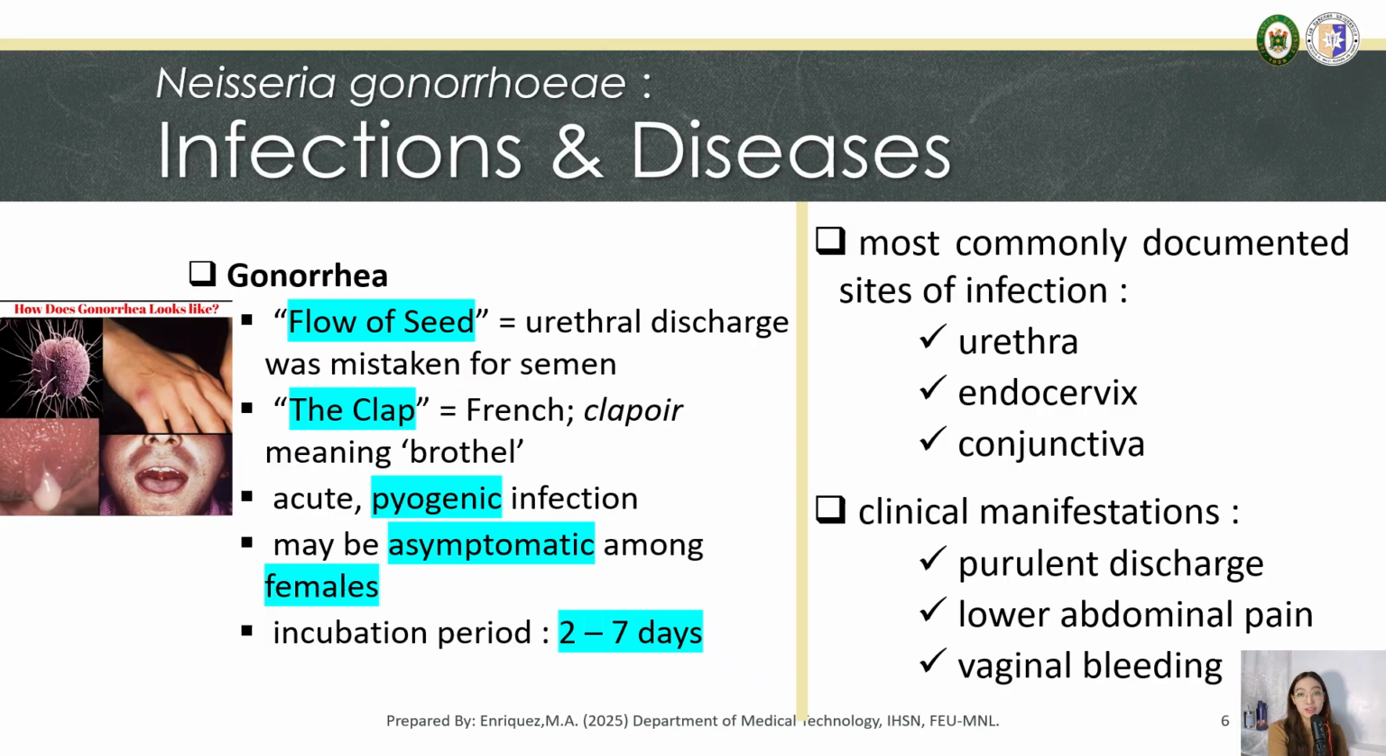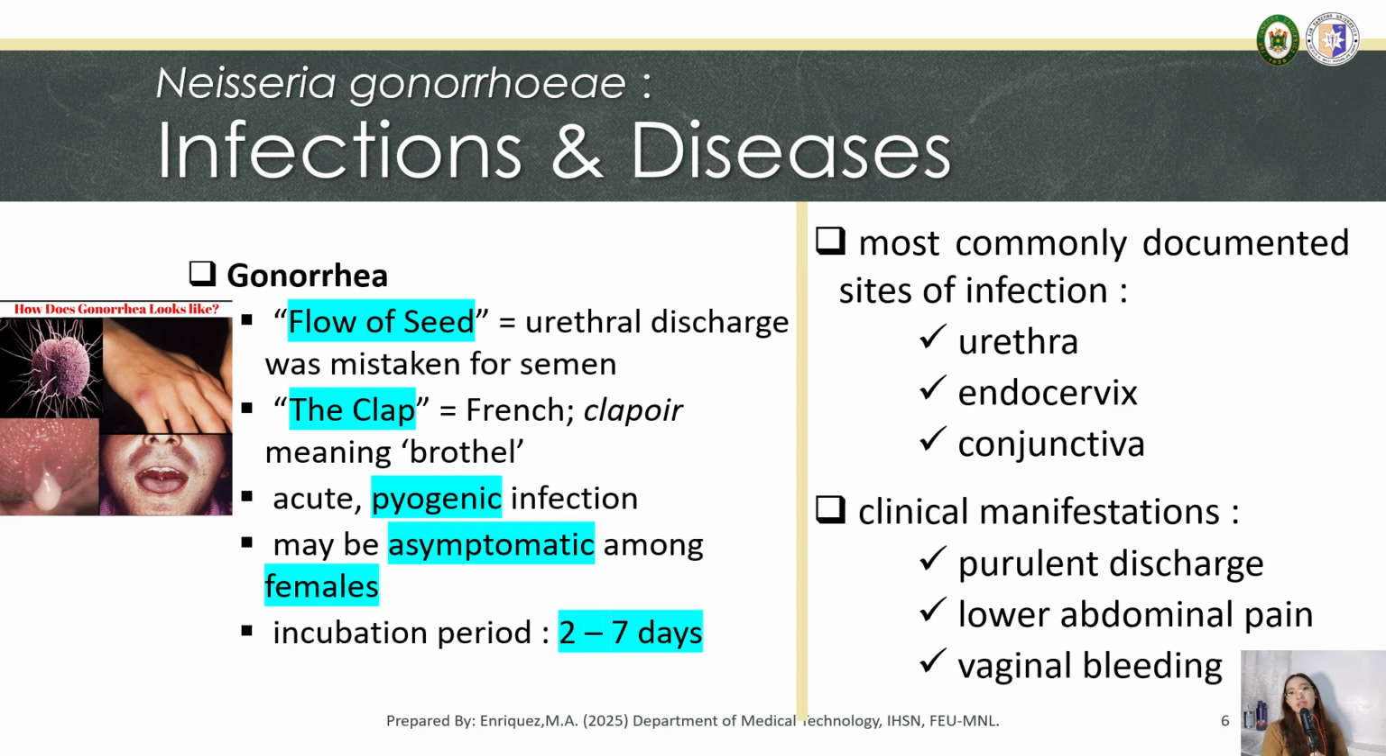Gonorrhea is an acute pyogenic infection, which means it's pus forming. It has been historically referred to as flow of seed, as the purulent urethral discharge that was observed to come out of the male urethra was mistaken for semen. So in Filipino, this is known as tulo. Gonorrhea is sometimes also known as the clap from the French word clapoir, meaning brothel, correlating this with the fact that this is a sexually transmitted disease because brothels include establishments that offer sex worker services.